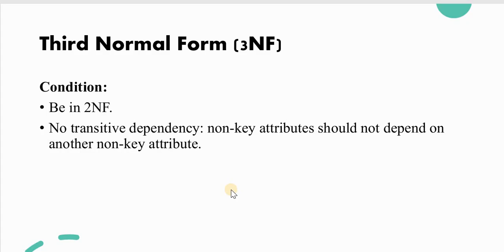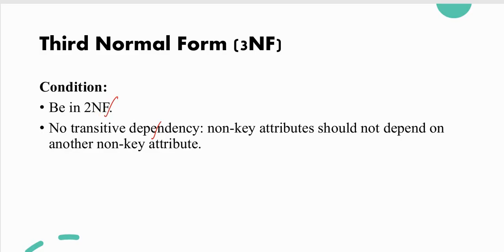It should be in second norm, and also it should not have any transitive dependency. That is, the non-key attribute should not depend upon other non-key attributes. So the condition for third norm is it should already be in second norm and it should not have any transitive dependency. That is, the non-key attributes should not depend upon another non-key attribute. It should be independent of each other.